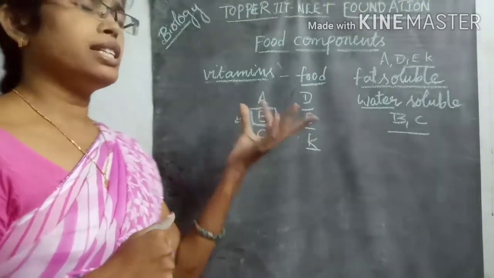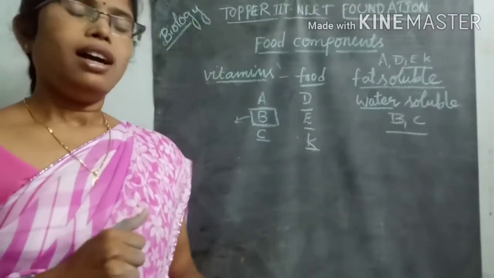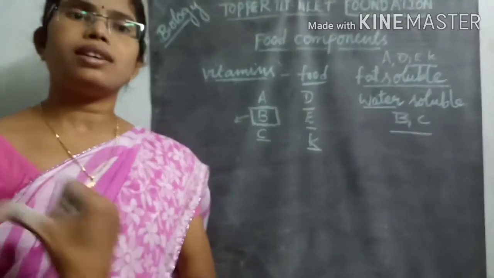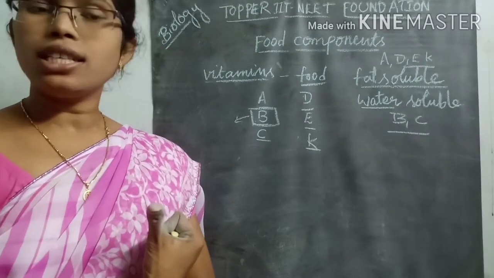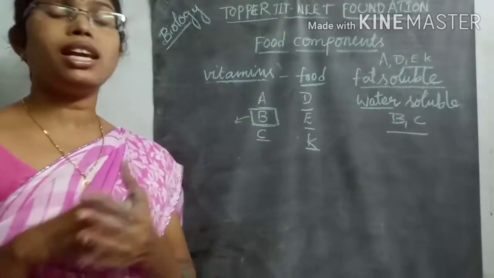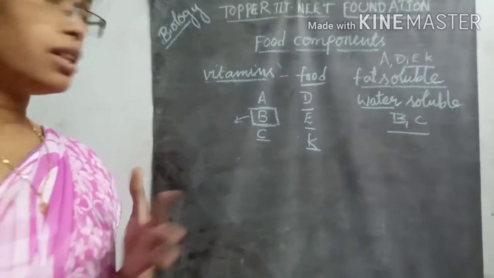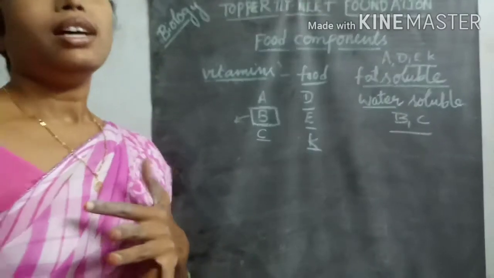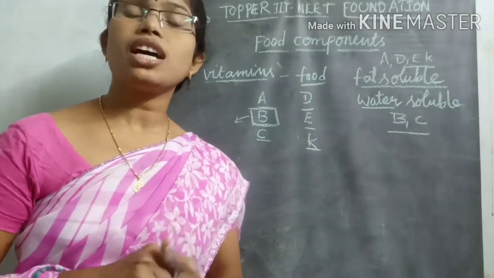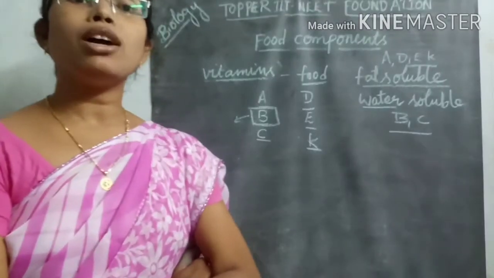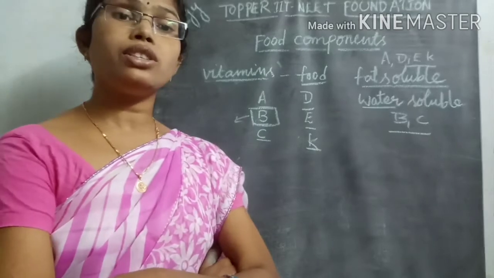For eye protection and eyesight, and for keeping the skin in good condition, this vitamin A is very important. And the second one is B, which is B complex. There are so many vitamins. These all are very helpful for so many metabolic reactions which occur in the body.